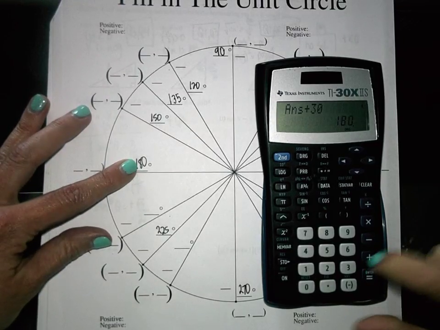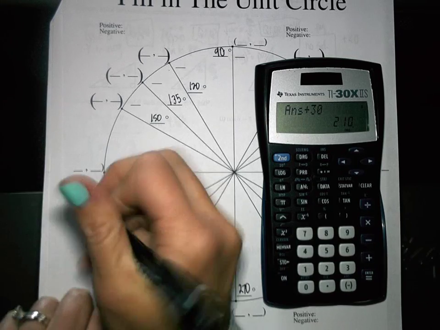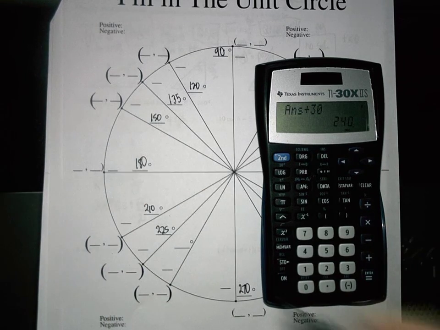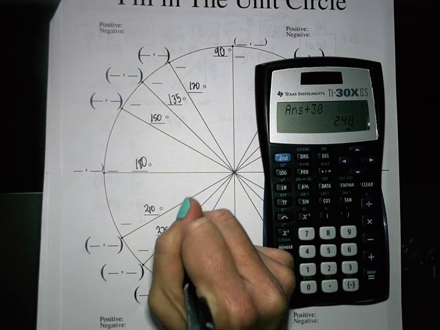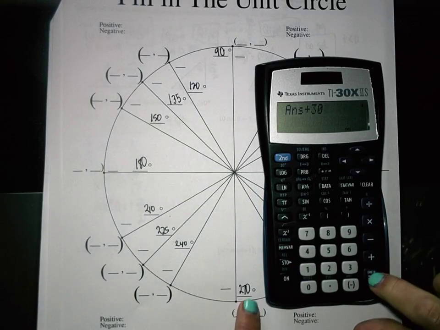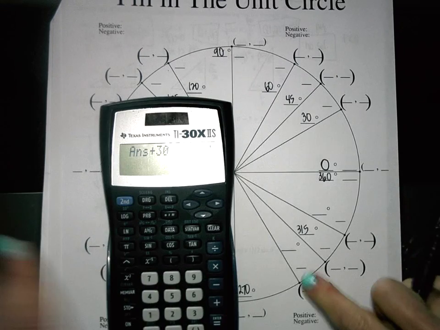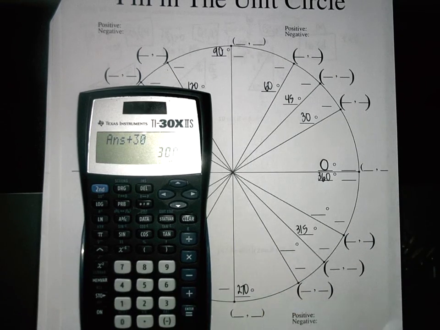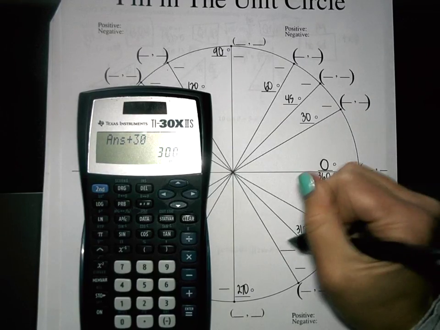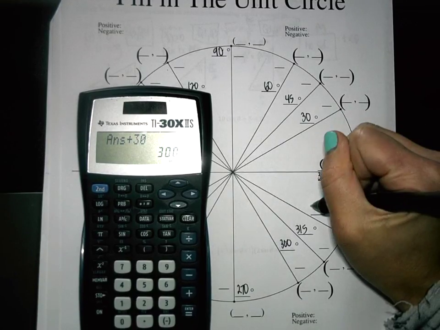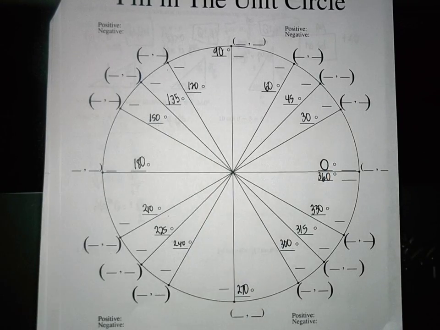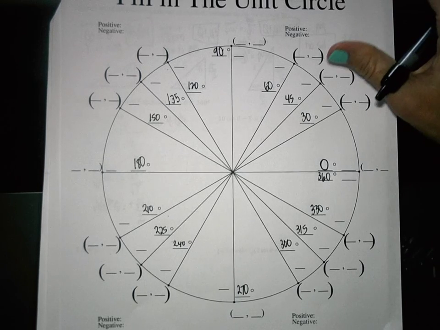We add another 30, and we get to our 210. We add another 30, and we get 240 degrees. You add another 30, and you get 270. Over here, we add another 30, we get 300. Add 30, we get 330, and add 30, and we get 360. Okay, so we're going to go back to our problem now.